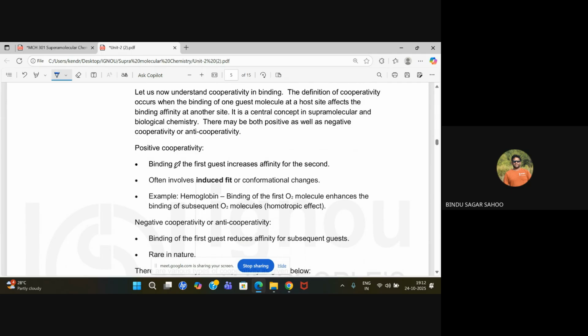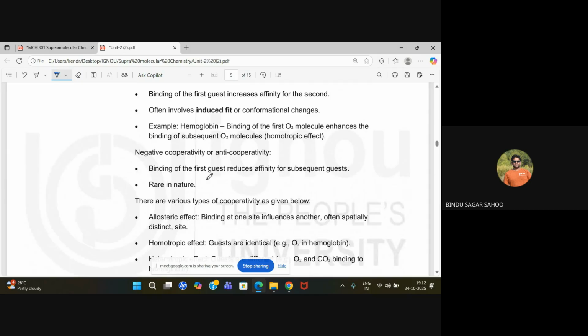Simple thing: binding of the first guest increases the affinity for the second. This is called positive cooperativity. The example is hemoglobin. One hemoglobin can attach four oxygen molecules. Binding of one oxygen molecule with the hemoglobin complex favors the binding of another oxygen molecule. So one hemoglobin complex can bind four oxygen molecules.